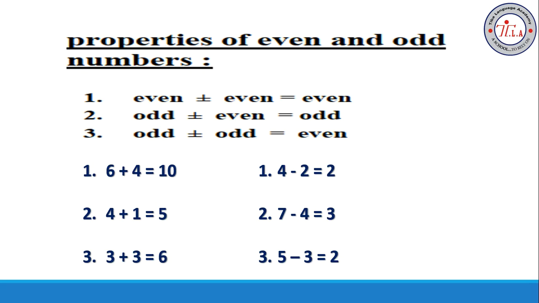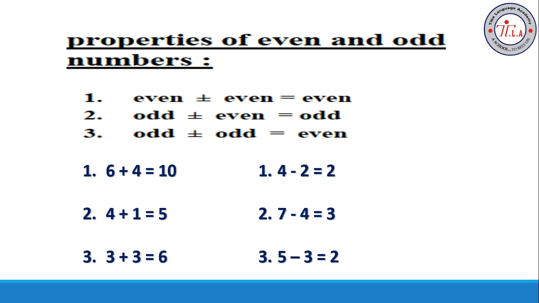Second one, odd number minus even number equal odd number. Here we have number 7. Number 7 is an odd number. Minus number 4 equal 3. Number 4 is even number. Number 3 is odd number.